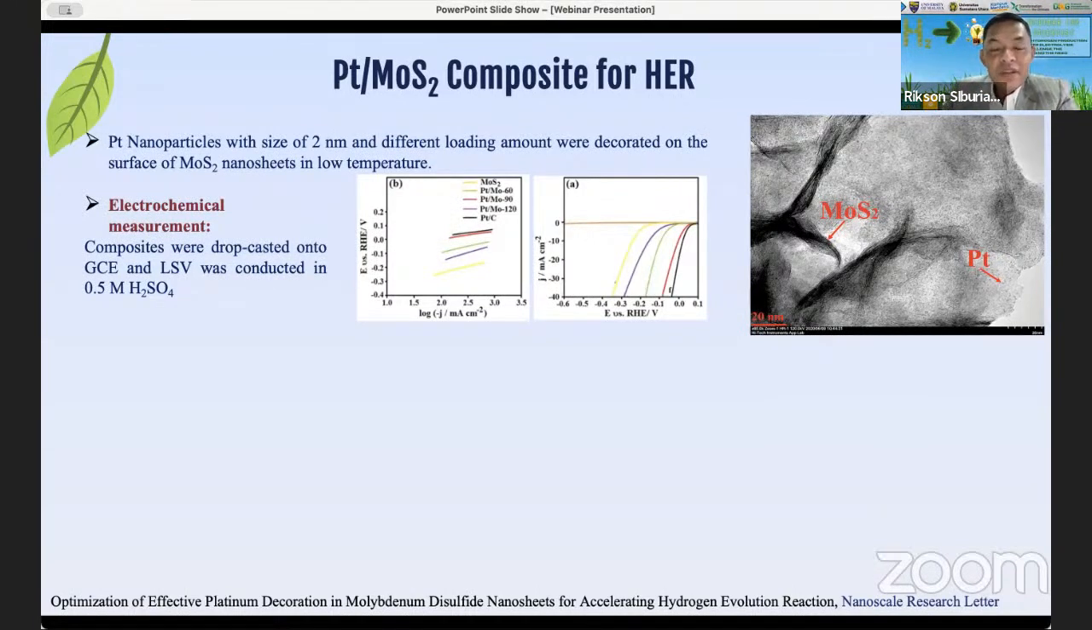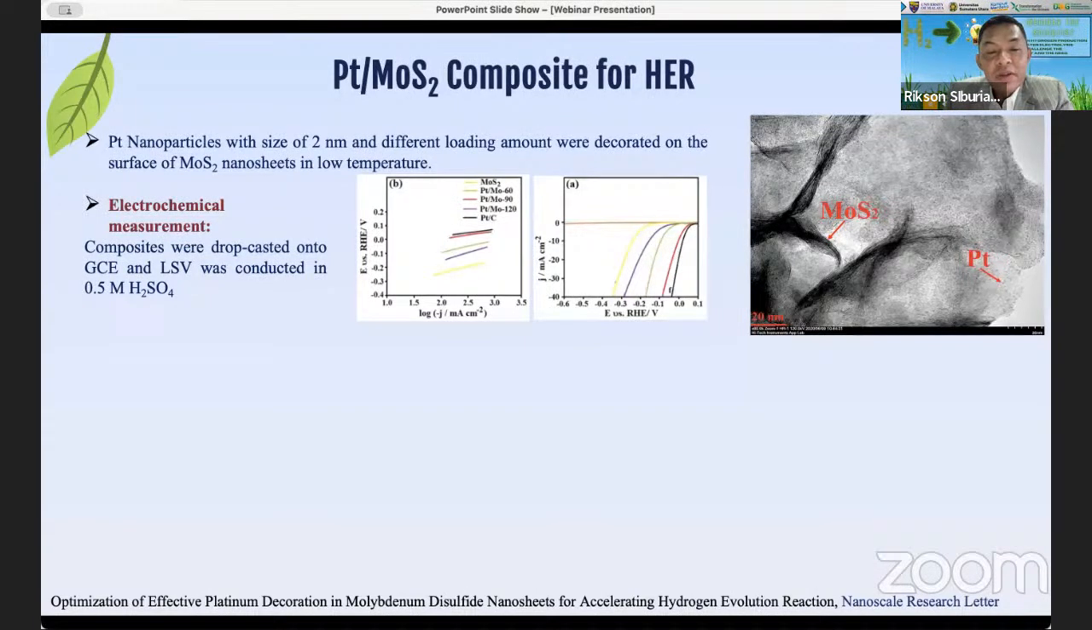Anyway, based on your slide here, interesting, your electrode catalyst is platinum mixed with molybdenum disulfide, MoS2. Already close to the red part, already close to commercial. I think this is very interesting data.